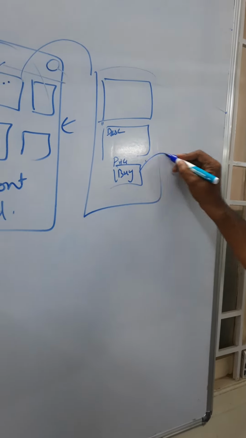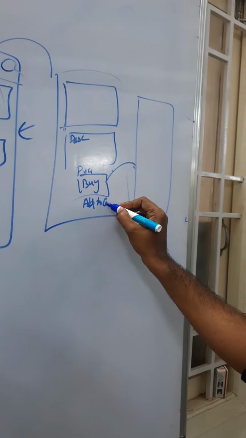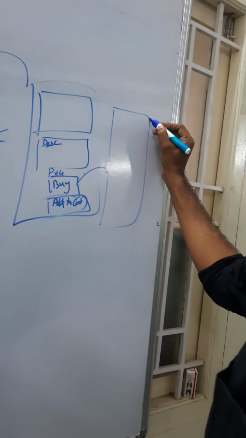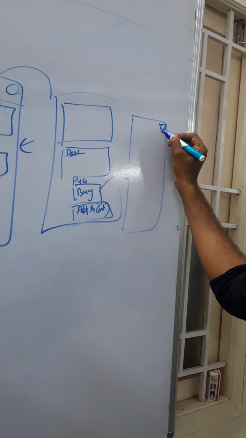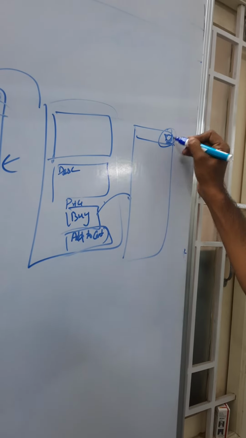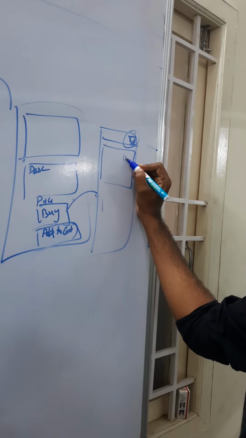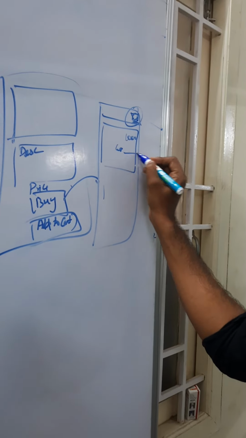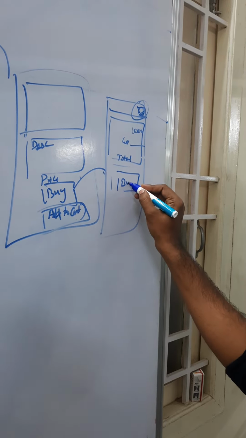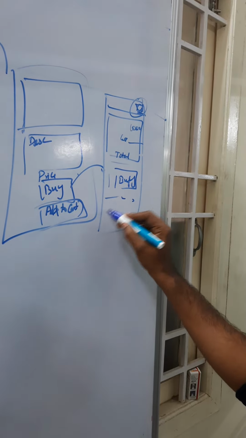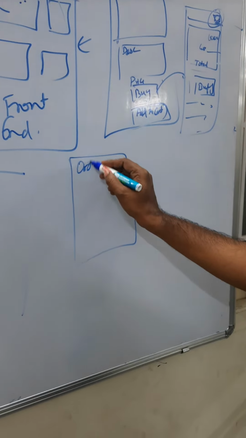If you click buy, again it will open, and the buy or add to cart option will be there. If you add to cart, it will be added to your cart like this. If you click this, it will open the final stage where you can see the billing, GST details and total, and you will have the option to buy. Once you click buy, the final page comes: order confirmed.